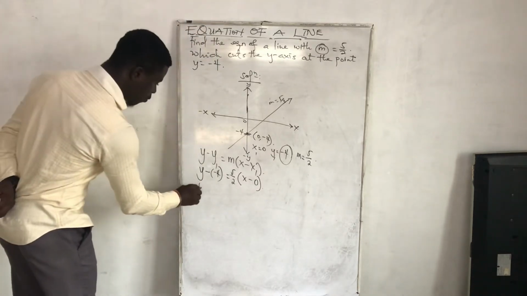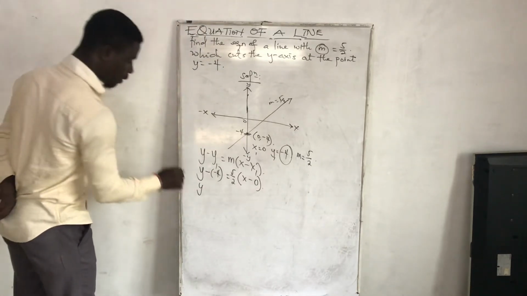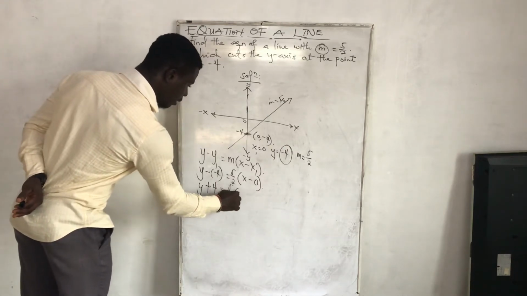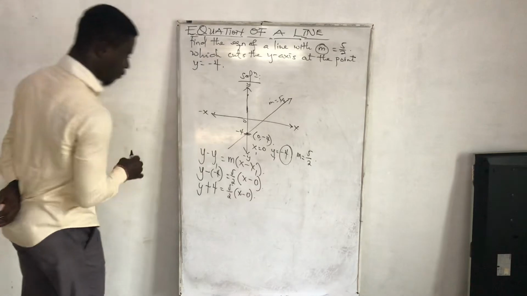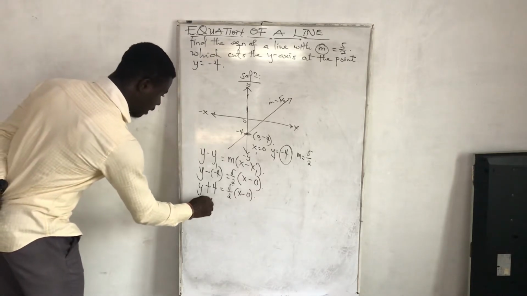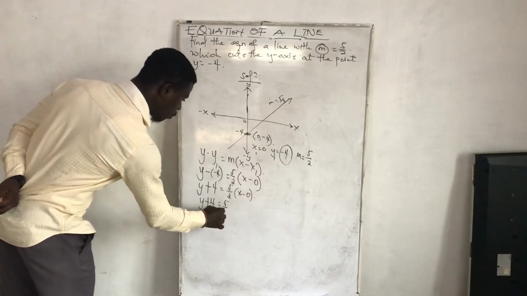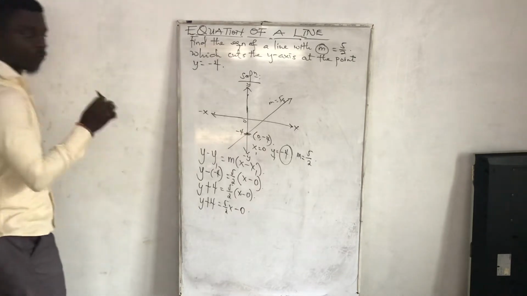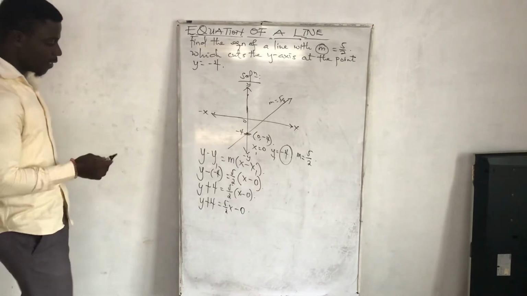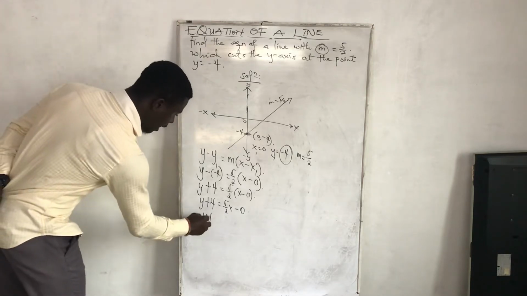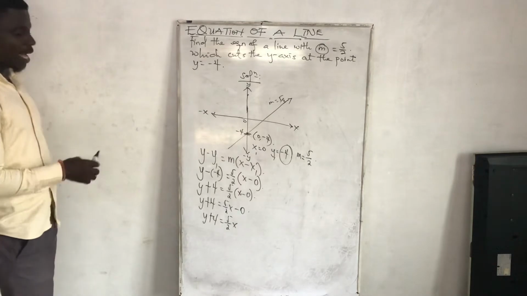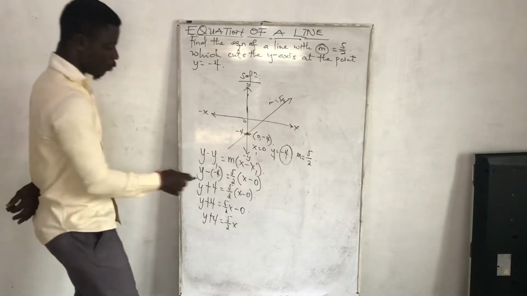So I get y, negative and negative gives positive, so plus 4, equal to 5 on 2 times x minus 0. Because 5 on 2 times 0 gives 0, I still have y plus 4 equals 5 on 2x. 5 on 2x minus 0 is the same thing as 5 on 2x.